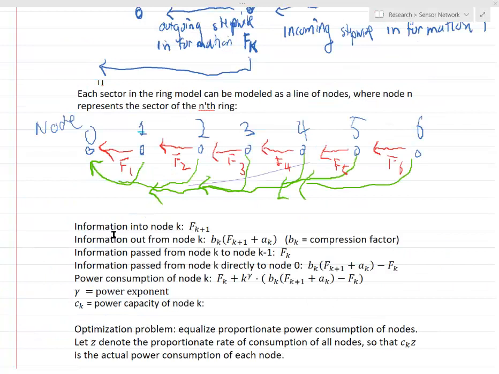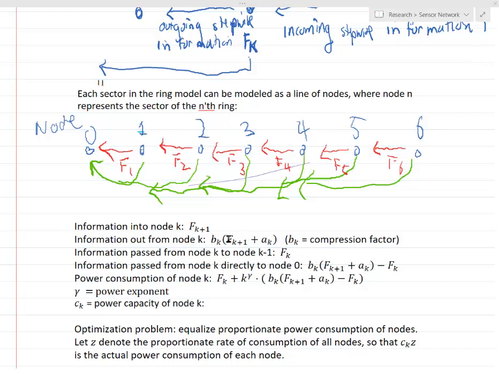So here we have a review of what we just talked about. The information that goes into node k is Fk plus 1. The information that goes out is Bk, the compression, times Fk plus 1 plus Ak. So this is just like what we saw in the picture. Right? The information that's passed directly from node k to node k minus 1 is Fk. The information passed from node k directly to node 0 is the information that comes in plus the information that's at the node, and subtract the information that goes to the next node. Okay. So this information goes directly to the source. The sum of these two informations is this information here.